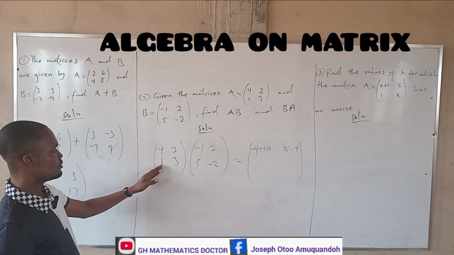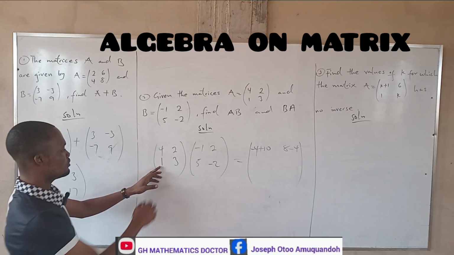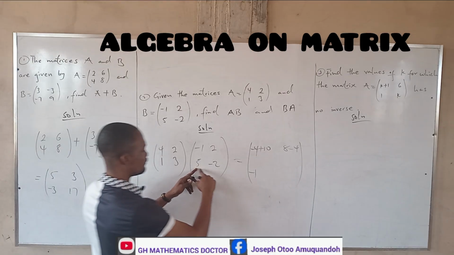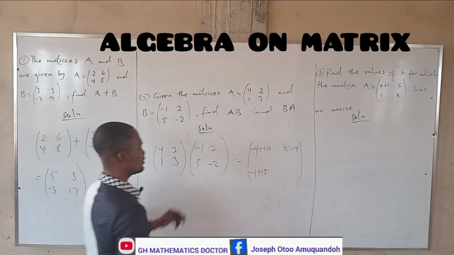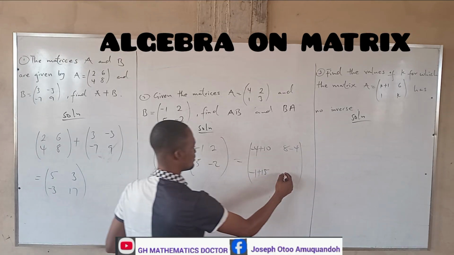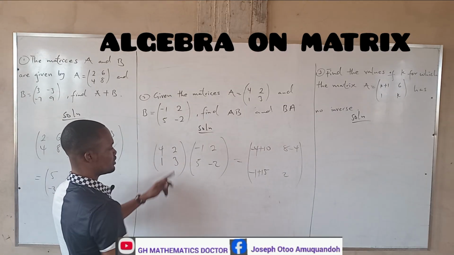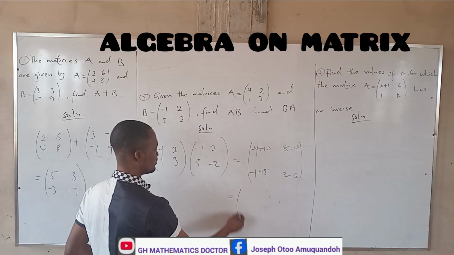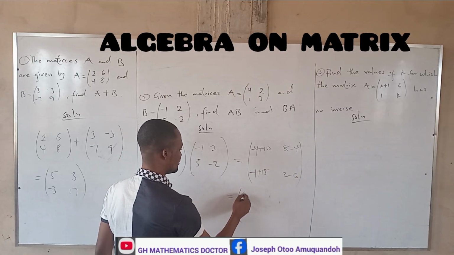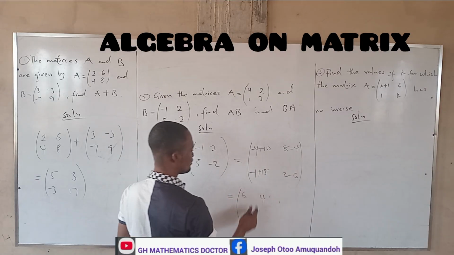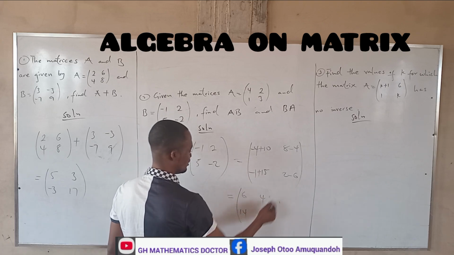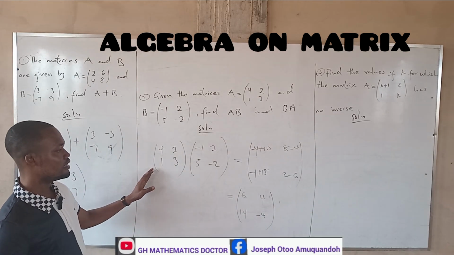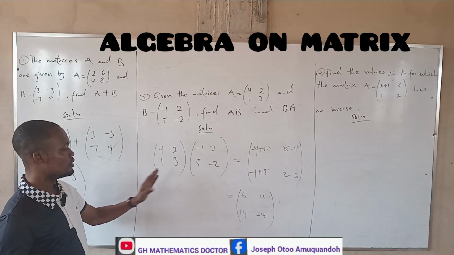Then you come to the second row of the first matrix and do the same thing. So 1 times negative 1, then 3 times 5, positive 15. Then 1 times 2, and 3 times negative 2. So our final answer will be: we have this place to be 6, this place to be 4, 14, and negative 4. This is our final answer. So when you're asked to multiply any matrix, you do the same.